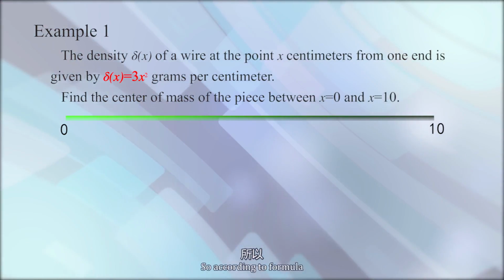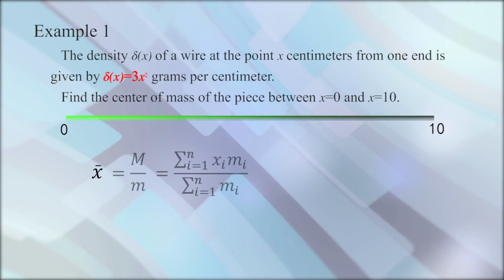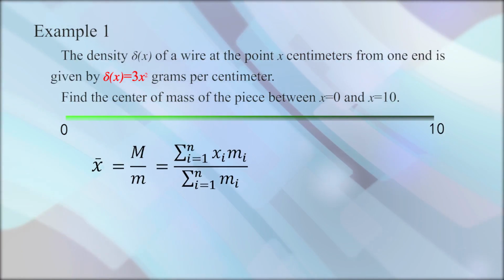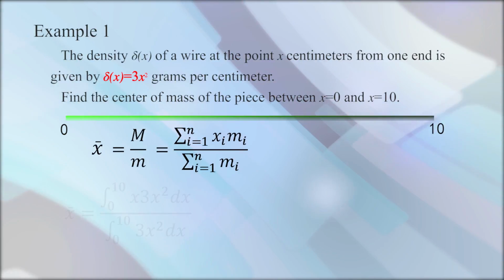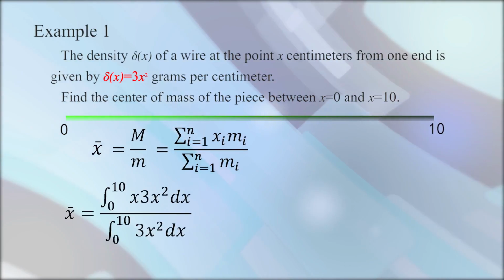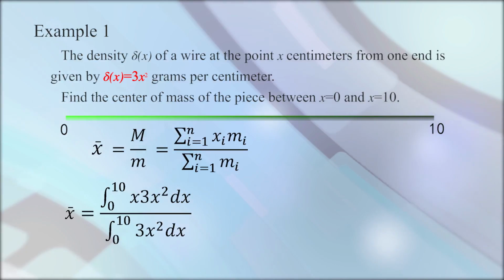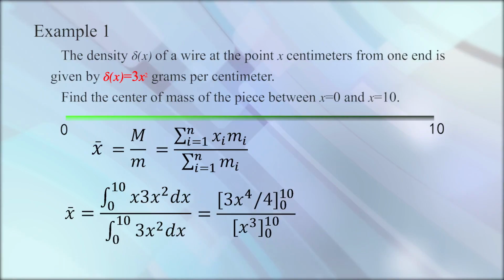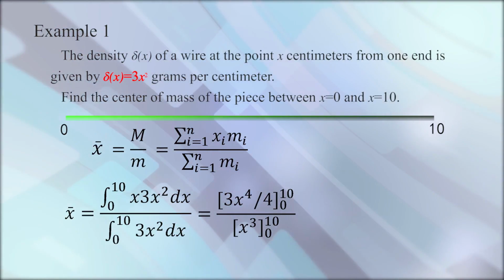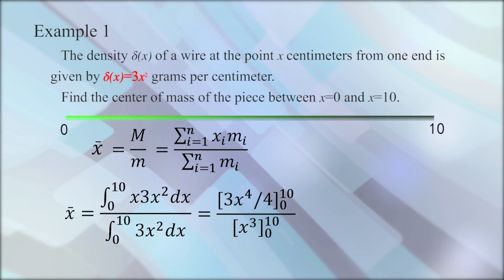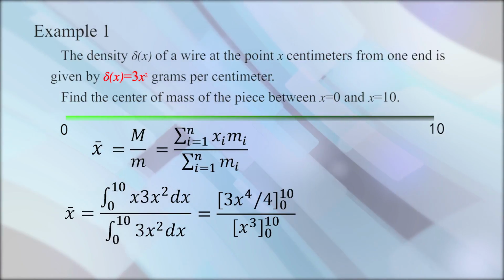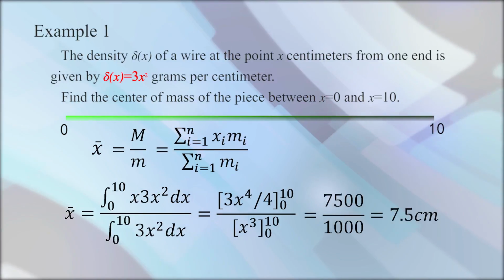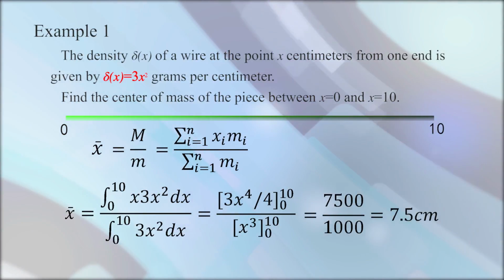According to the formula, x bar is the total moment over the total mass, that means the quotient of the two definite integrals. The numerator is the definite integral of x times delta(x). The denominator is the definite integral of delta(x). Then we plug in delta(x) and the upper and lower limits. We will find the values of the definite integrals. And finally, we find that x bar is 7.5.